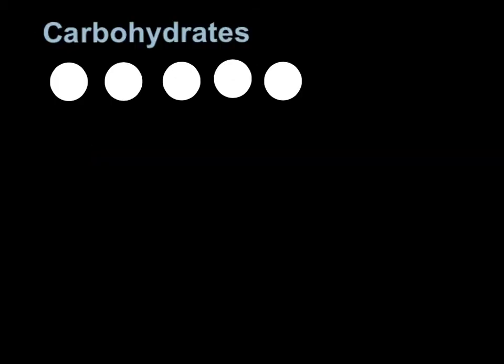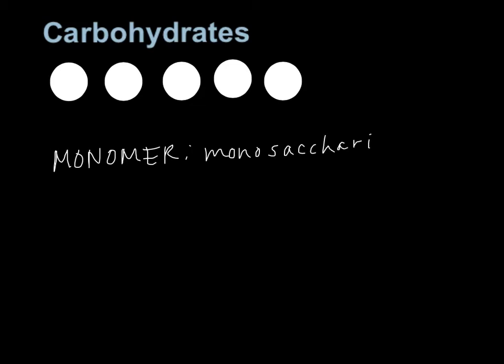The first of the polymers, or the biological molecules, is the carbohydrates. What we want to think about first for the carbohydrate is what is the building block. The building block, or the monomer, for carbohydrates is called a monosaccharide. An example of a monosaccharide is glucose. This is a monosaccharide you built in class using the marshmallows.